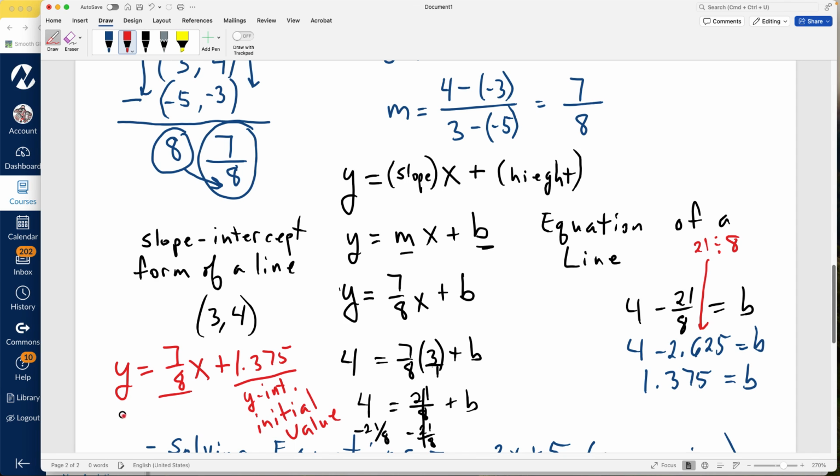7/8 we call the slope. We also call it the rate of change, because a rate of change is like miles per hour, right? This is how many y's per x. So we have a rise over run. So it's also called a rate of change. Okay, so we're going to use those interchangeably. A slope is the rate of change. So if you're on a roof, you have to go up or down.